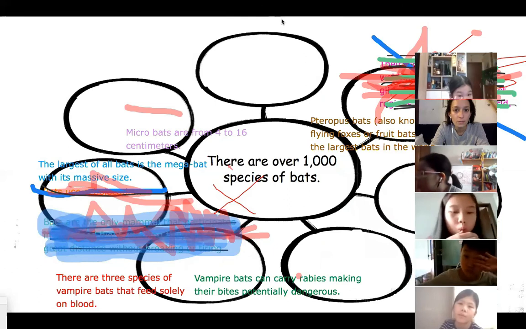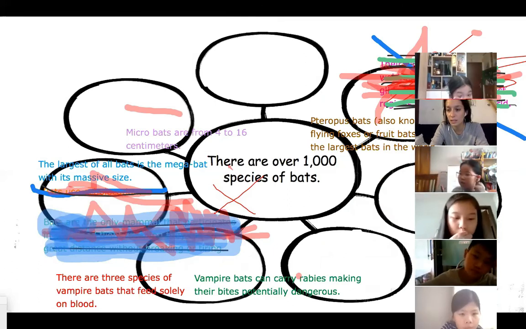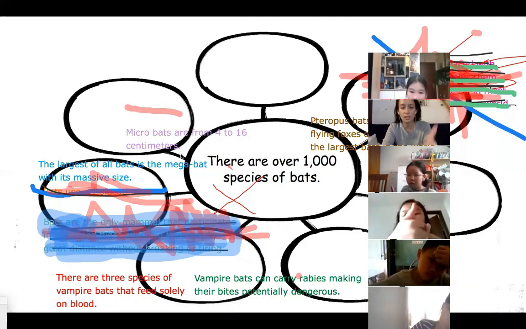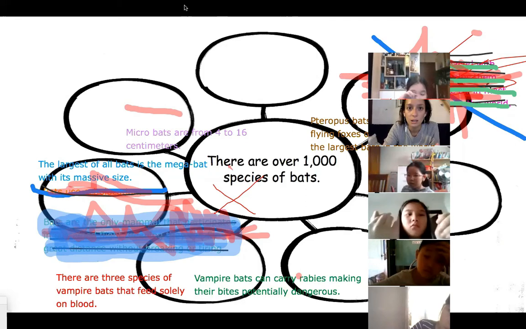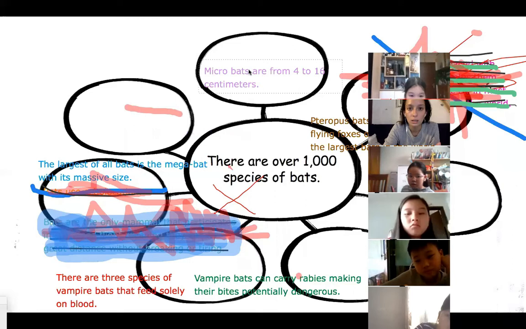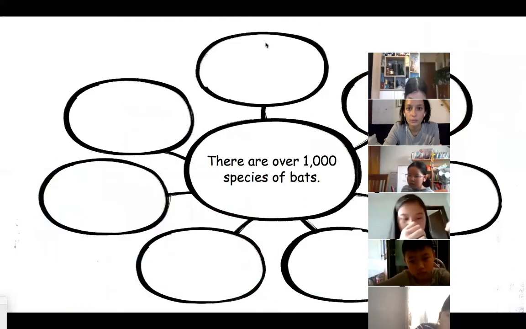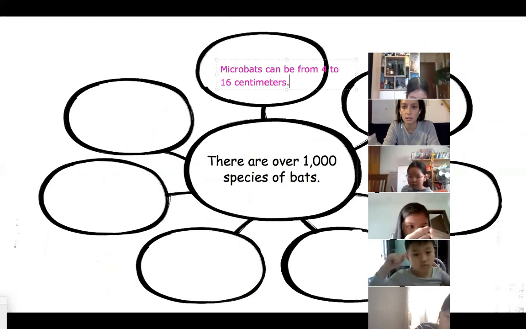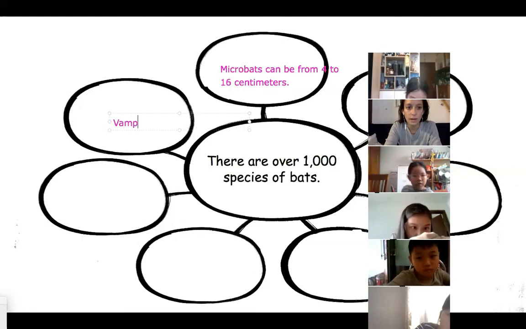Okay, so we have microbats are from 4 to 16 centimeters. Does this give us information about a type of bat? Yes or no? Yes, it does. Okay, so we like this one. We're going to use this in our web, so we're going to say microbats can be from 4 to 16 centimeters. Okay, and then vampire bats carry rabies.